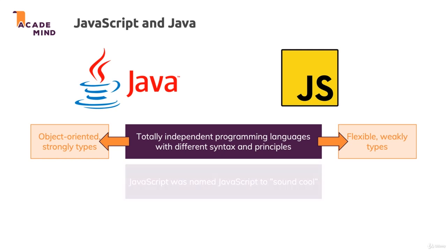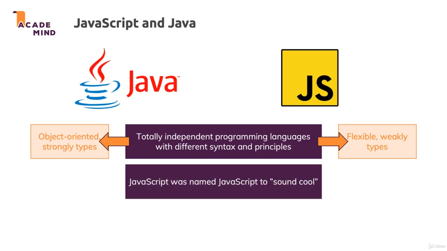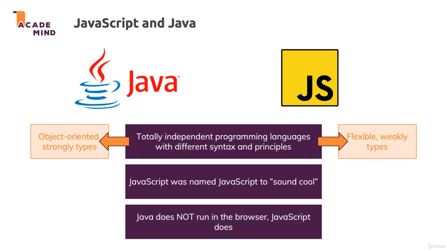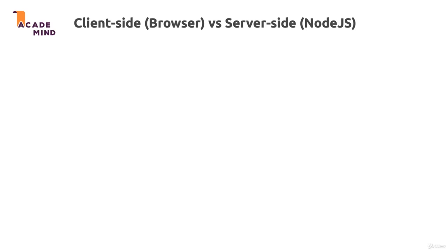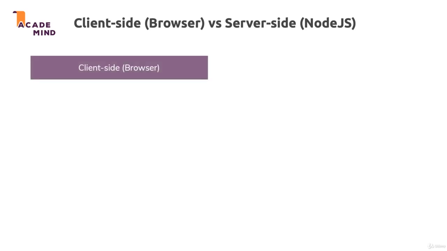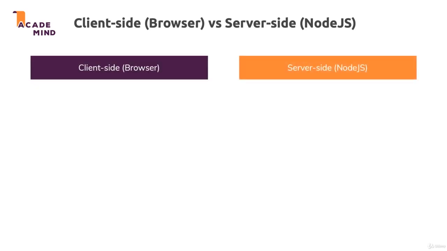Now, JavaScript was named JavaScript to sound cool, you could say, because Java was a big thing, and JavaScript kind of was inspired by it, but is totally different in the end. And, well, people just wanted to have other people use JavaScript, I guess. Java does not run in the browser, as I mentioned, though. That's really important to keep in mind. JavaScript does.